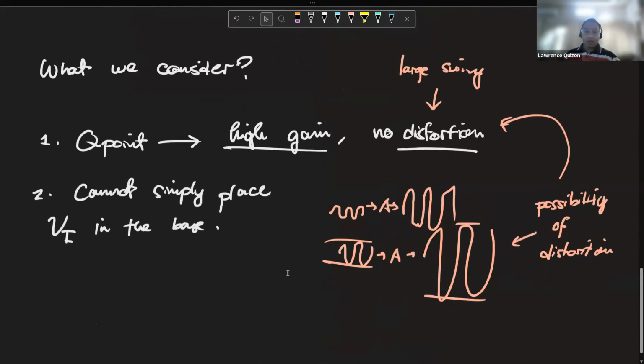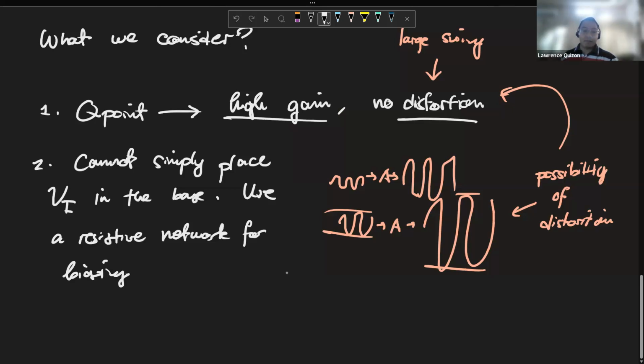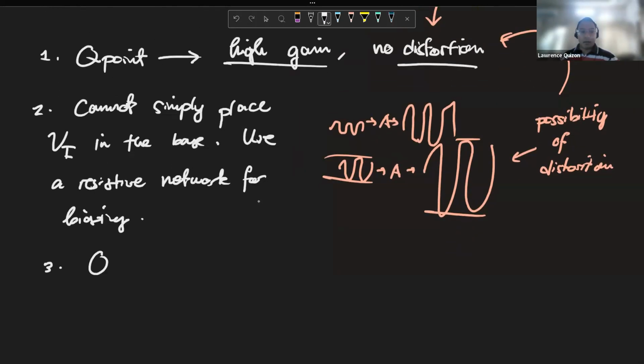So what we want to do is we want to use a resistive network for biasing. And then 3, Q point must be stable versus component parameters.